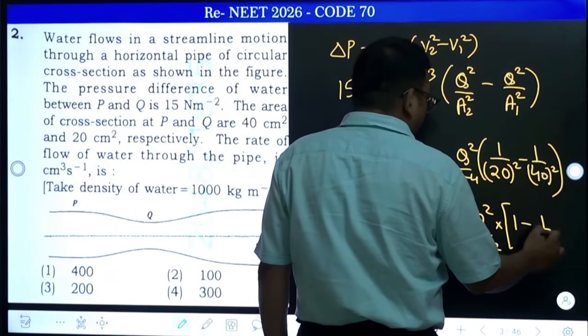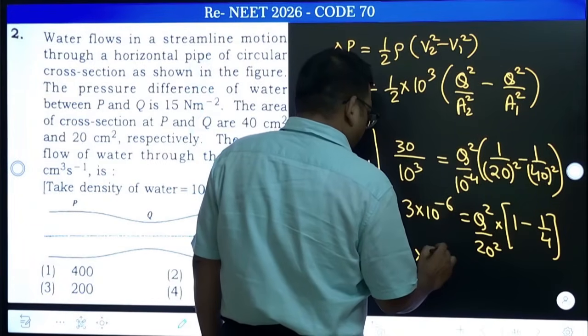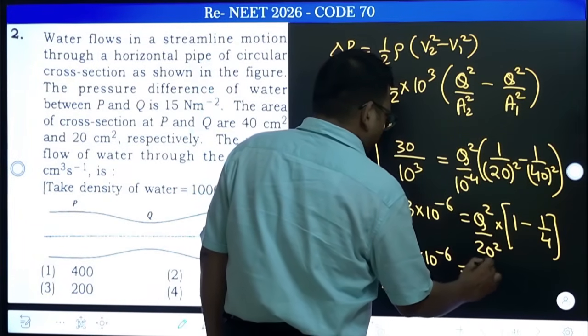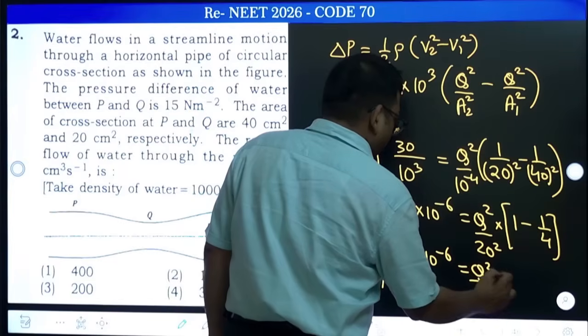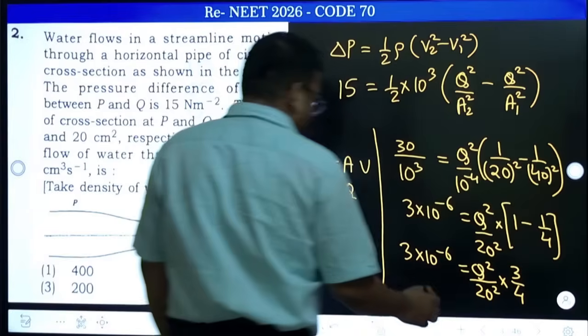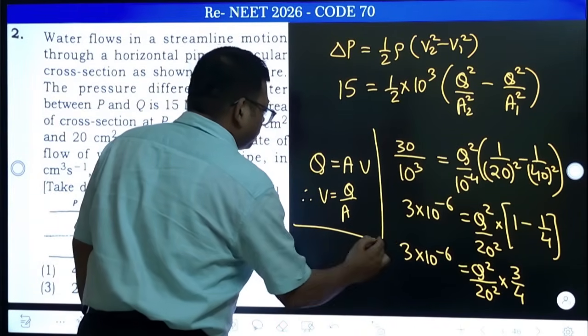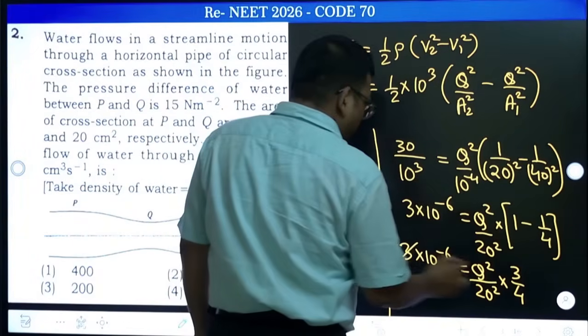So 1 by 4 will be remaining here. So this is 3 into 10 to the power minus 6 is Q square by 20 square into, this has become 3 by 4, correct? 3 by 4. So from here what can we calculate?